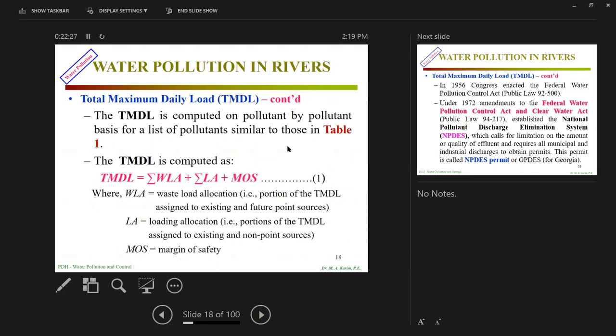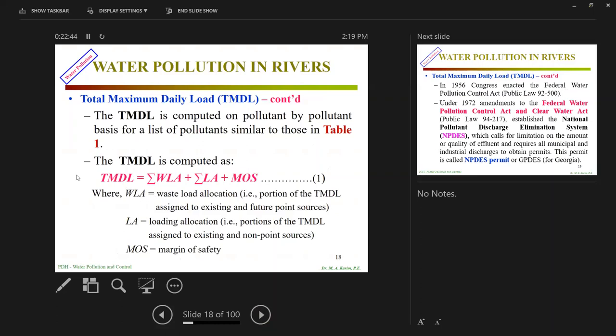So the TMDL is computed on a pollutant-by-pollutant basis. Again, yes, it is true for a list of pollutants similar to those in Table 1. So we discussed Table 1, with pollutants like organics, inorganics, nutrients, refrigerants, and other things.